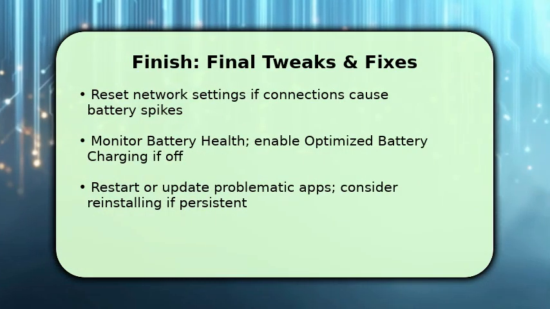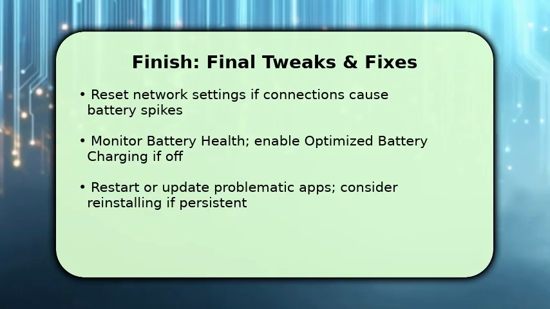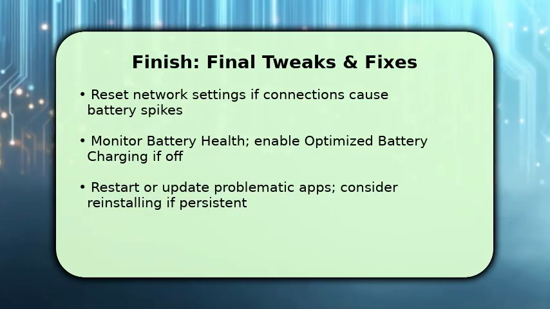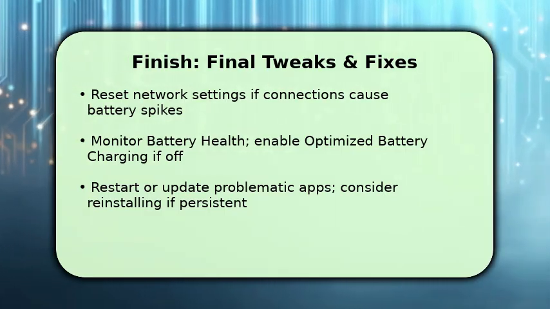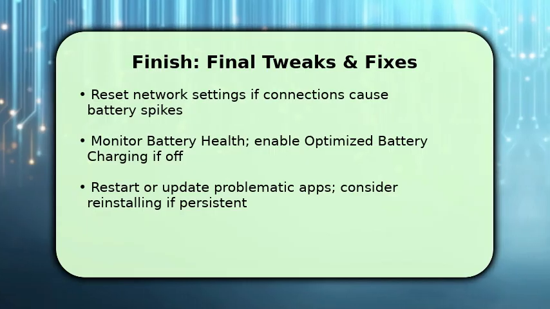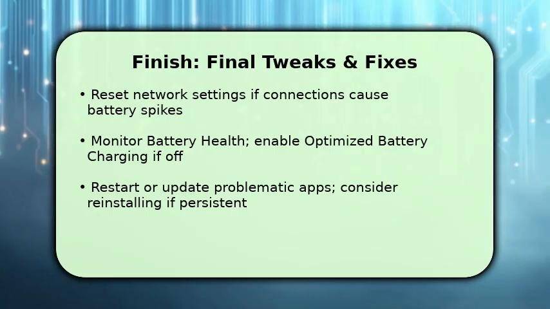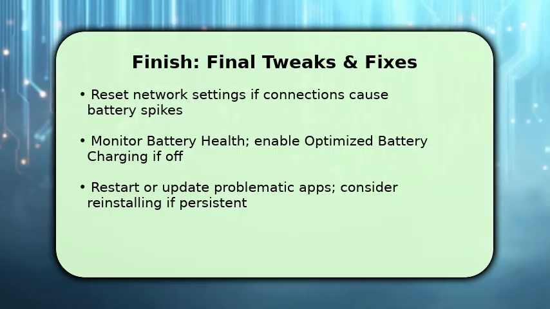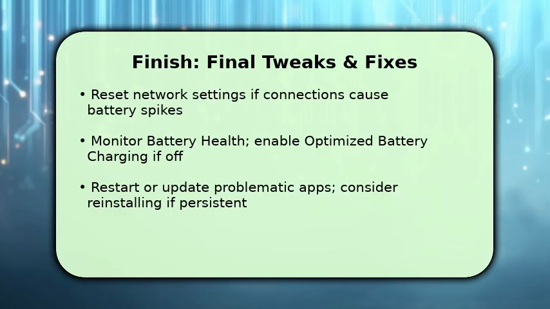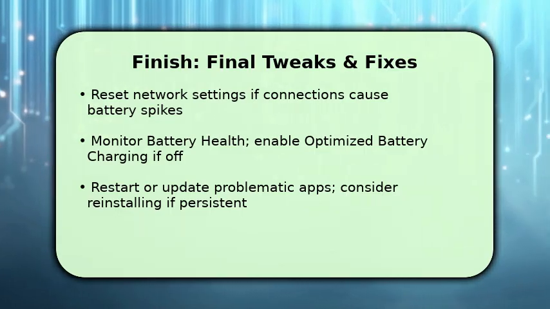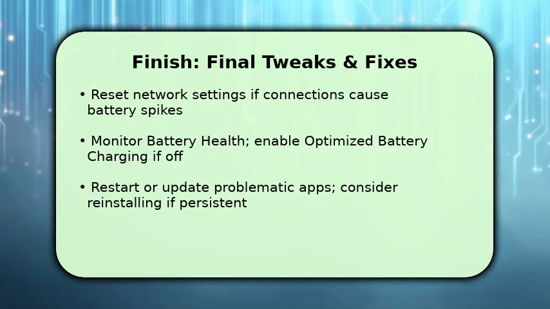To finish, verify battery health and make corrective moves. Open Settings, Battery Health. Enable optimized battery charging to reduce long-term wear. Restart the phone to clear transient processes and update or reinstall apps that show unusually high battery use. If you still see spikes, reset network settings to clear rogue connections.